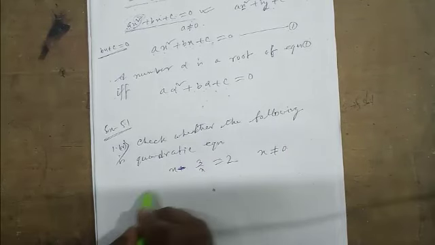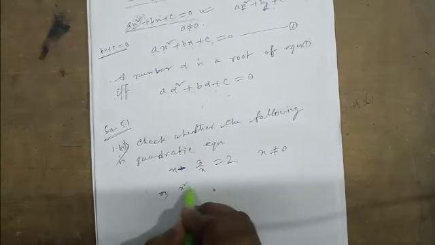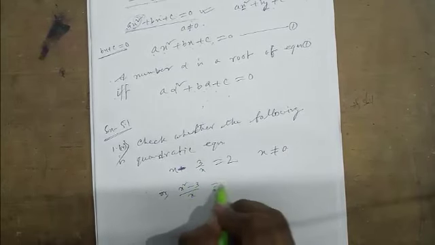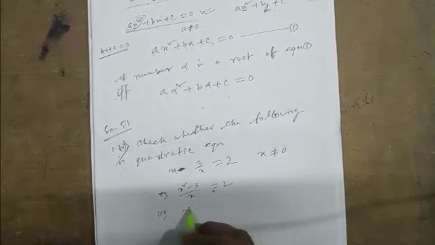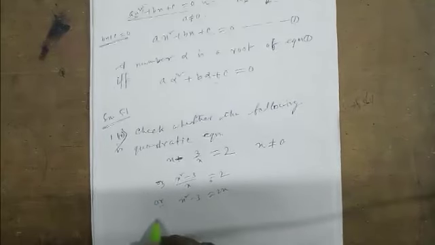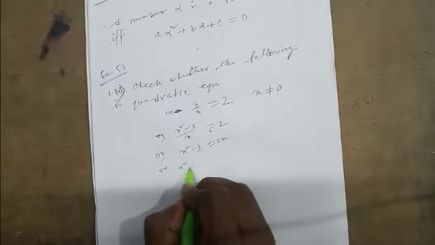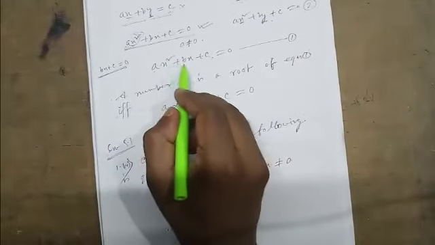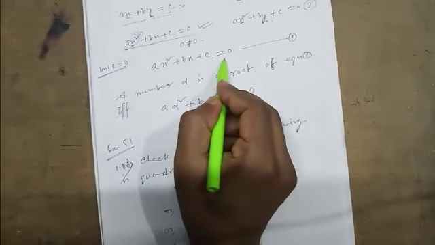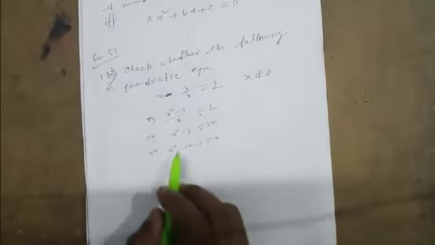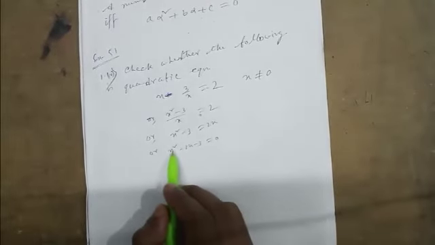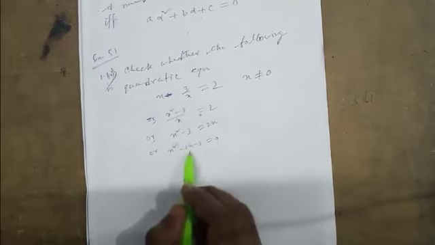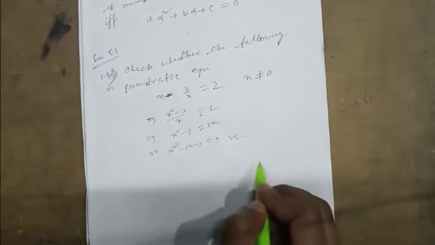Okay, so let's check. We can write this as x square minus 3 by x equal to 2, or x square minus 3 equal to 2x, or x square minus 2x minus 3 equal to 0. This is an equation of the form ax square plus bx plus c, that means standard form. So it is a quadratic equation because the highest power of this equation is 2. So it is a quadratic equation.